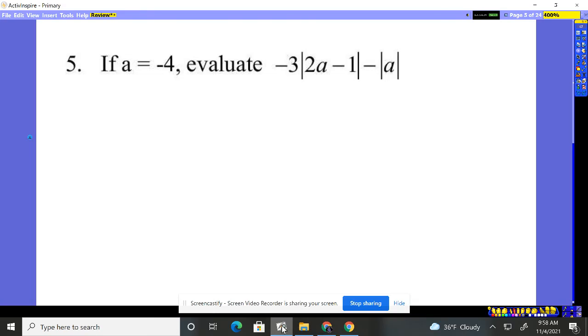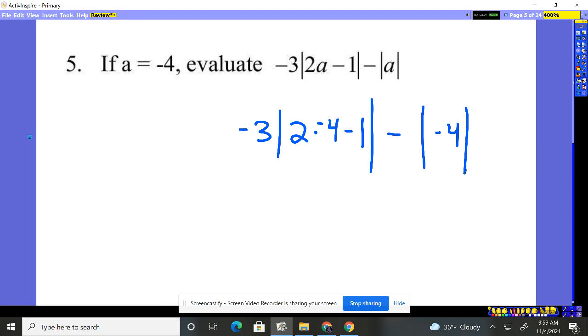Problem 5, a is negative 4. So evaluate, I got some absolute value signs here. Negative 3 times the absolute value of 2 times a, which is negative 4, take away 1, minus the absolute value of a, which is negative 4.